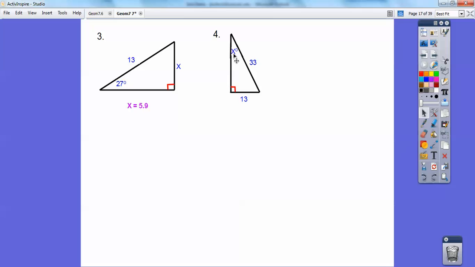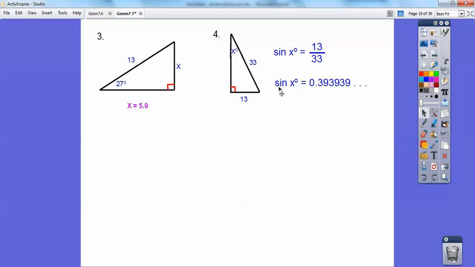So I'm going to write the sine of x equals opposite over hypotenuse, 13 over 33. Okay, when you're doing this, you have to get the decimal of 13 over 33. So take 13 and divide it by 33 in your calculator, and you should get 0.393939, and 39 repeats and repeats and repeats.